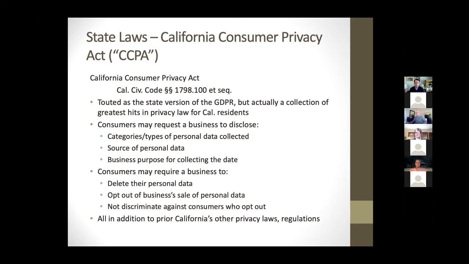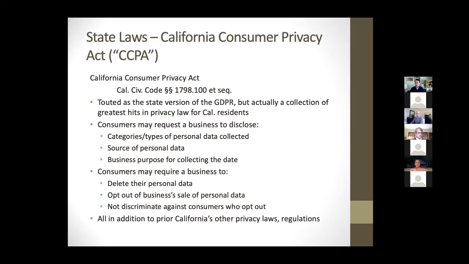The CCPA came out of an approach to actually pass by vote a law that was a public initiative. A gentleman named Alistair McTaggart wanted to basically take the European law, the GDPR, and bring it to California. The legislature said, instead of doing that, we will use a smaller version and make it a regular law and have the legislature pass it. What it does is, even though it's called the California version of GDPR, it's really just a collection of the greatest hits in privacy law.